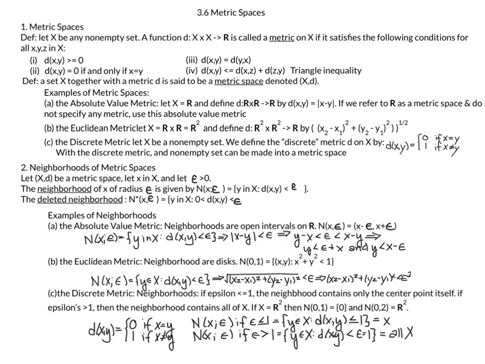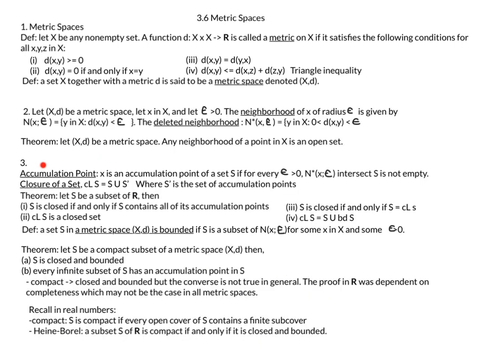In this video, we will talk about metric spaces. First, we will define what a metric space is and give several examples. Then we will talk about neighborhoods of metric spaces as well as examples. And last, we will talk about accumulation points and closures of sets and discuss how these concepts might differ from the real numbers in general metric spaces.